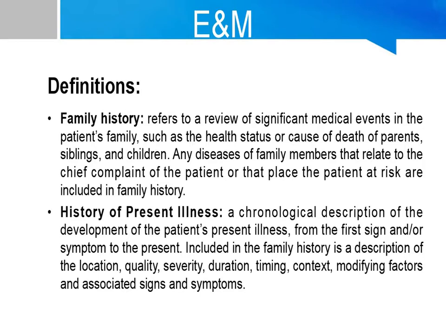Okay. And history of present illness is a chronological description of the development of the patient's present illness from the first sign or symptom to the present. Included is a description of the location, quality, severity, duration, timing, context, modifying factors, and associated signs and symptoms. So this is history of present illness. It has the detailed history of the present illness.